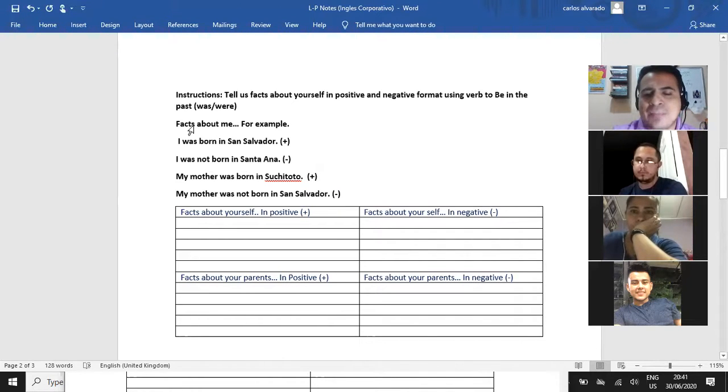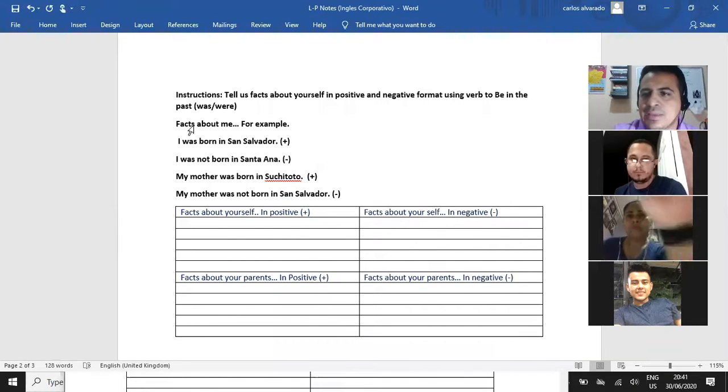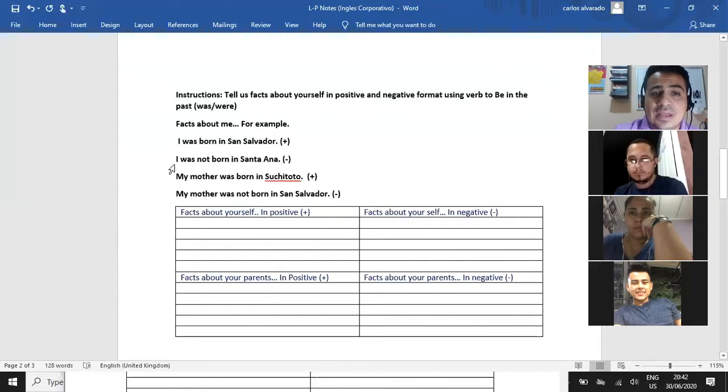For example, facts about me. ¿Qué quiere decir facts about me? Cosas que son reales. Verdades acerca de mí. For example, I was born in El Salvador. I can make a negative. I was not born in Santana. Okay, las dos son verdad. Bueno, en mi caso, yo nací aquí en San Salvador. So, I was born in San Salvador, positive. I was not born in Santana, negative. Okay, my mother was born in Suchitoto, positive, es verdad. Mi mamá nació ahí. My mother was not born in San Salvador. Eso es verdad también, porque ella no nació allí.